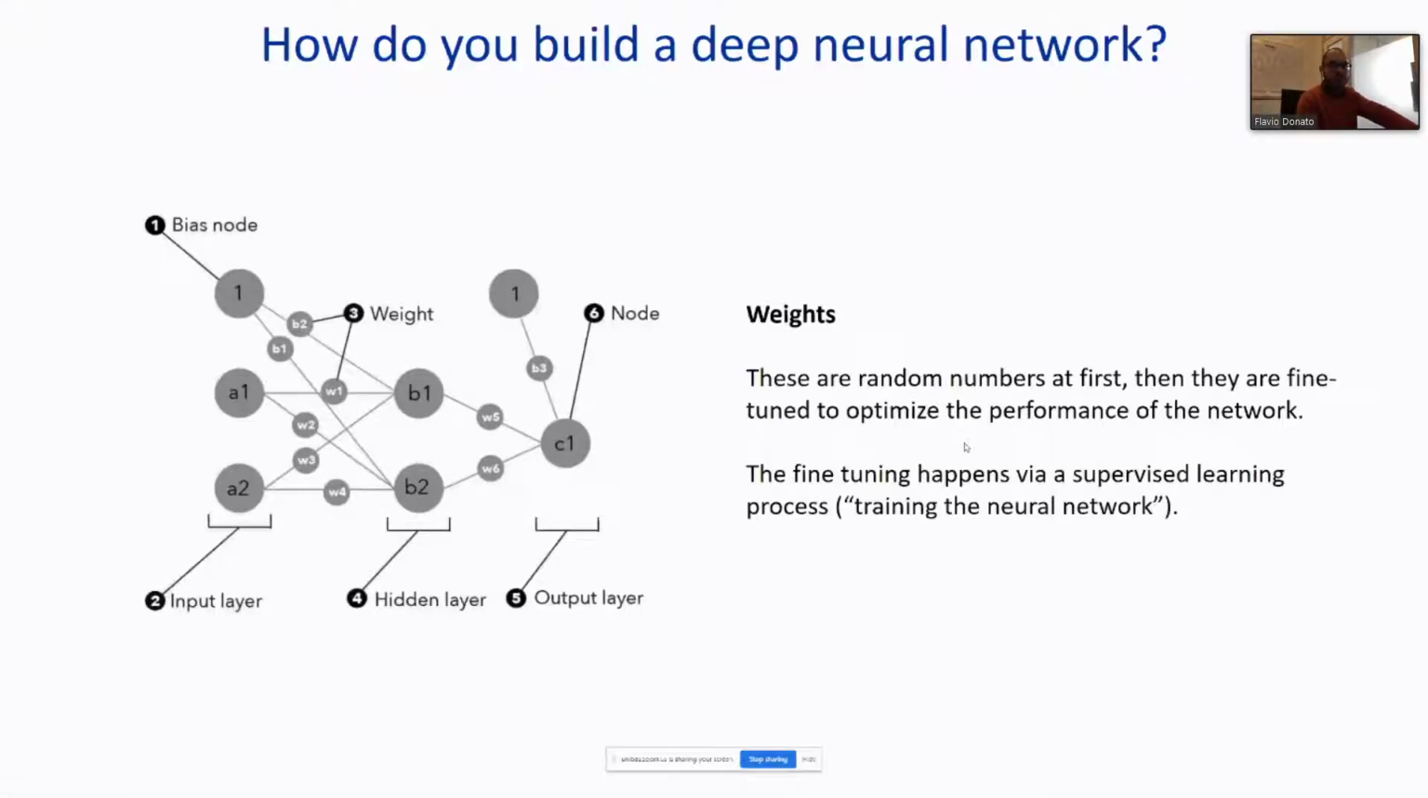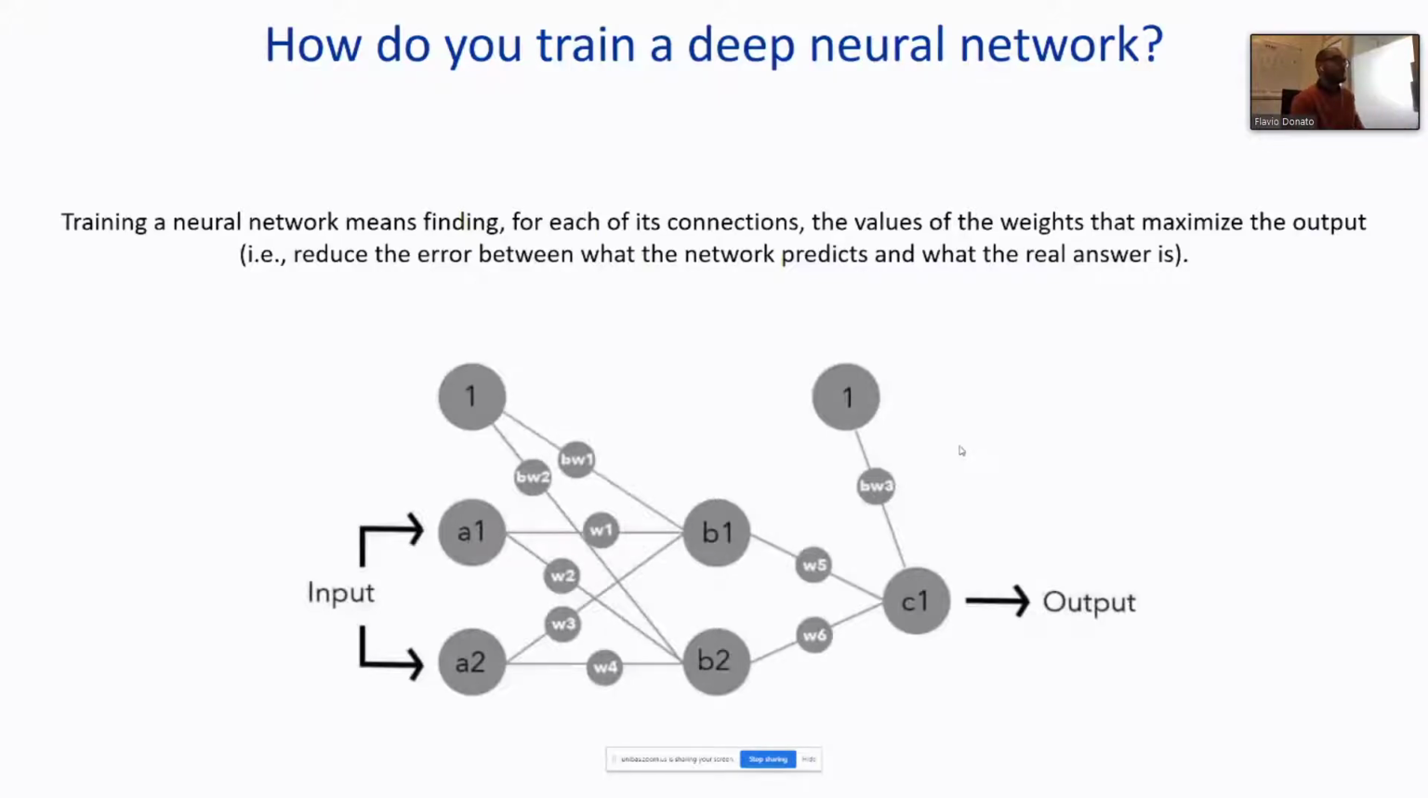Okay, so there are a lot of things that you have to set up, and then you run the training step. The training step means finding, for each of the connections, meaning for each of these edges, the values of the weights that maximize the performance of the network. Now, because you have a labeled dataset, you know what you give into the network, the input, and you know what should come out from the output.